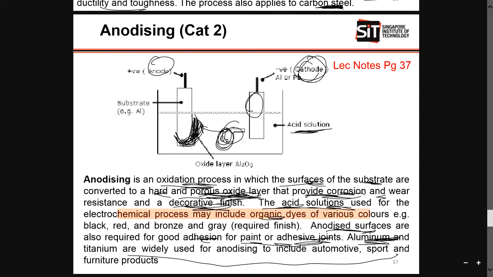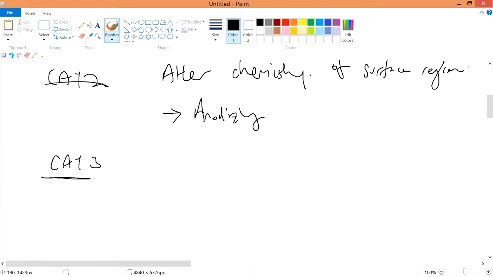Then talk about the colors also. With this process, you can have various colors, because your acid solution can have different colors put in, so that you can also dye your material. Okay, hopefully you are kind of clear. Next one is the Cat 3.